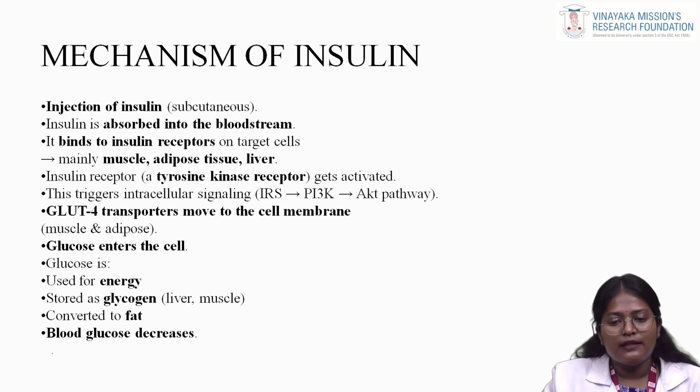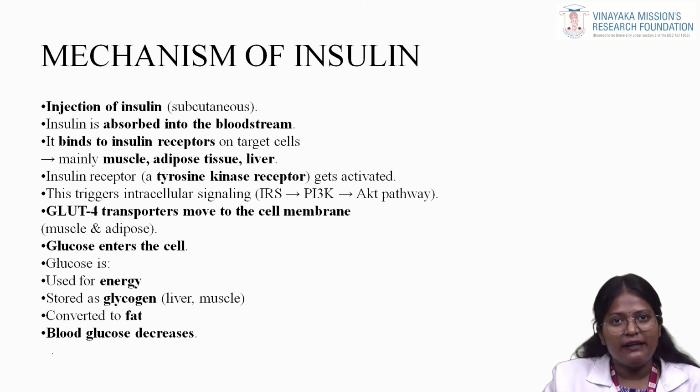So this triggers intracellular signaling. So there will be an intracellular signaling process, like IRS will be converted into the PI3K AKT pathway. GLUT4 transporters move to the cell membrane. So as I told before, GLUT4 is an insulin dependent transporter. So the transporter will be present inside the cell only.